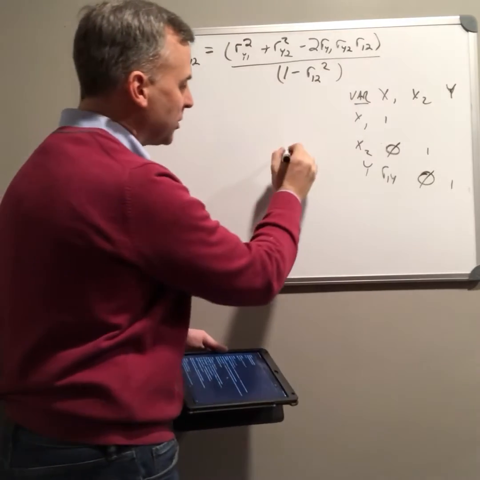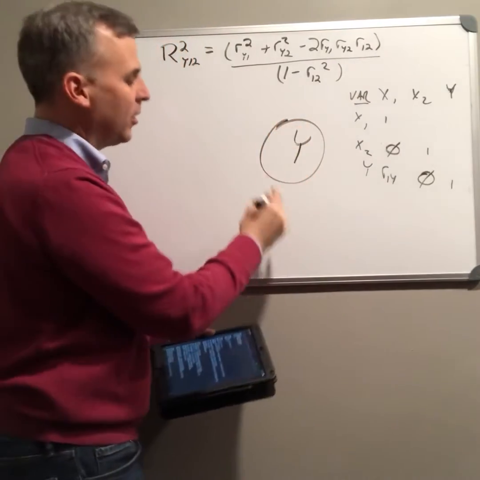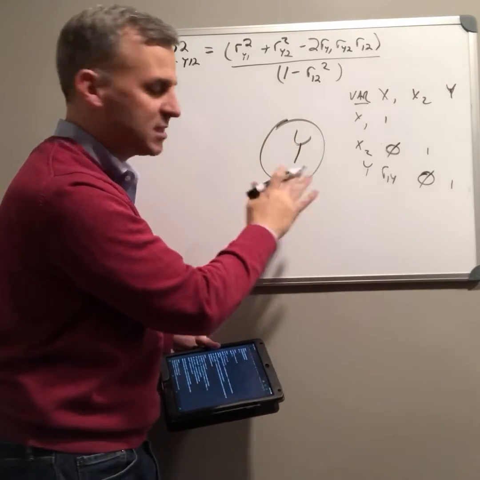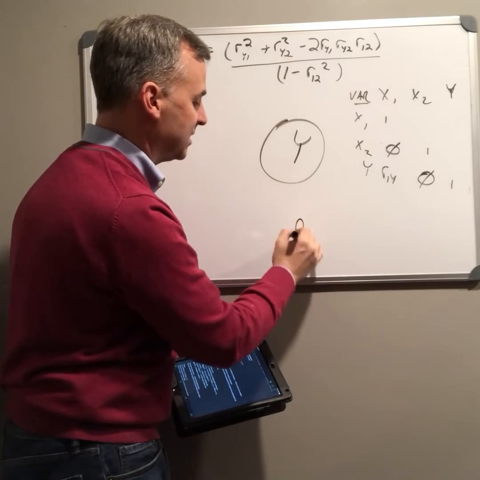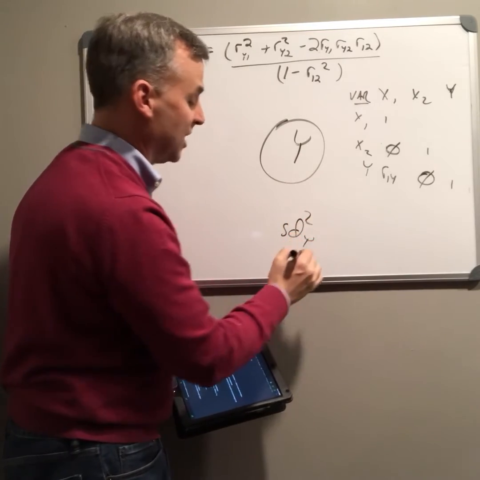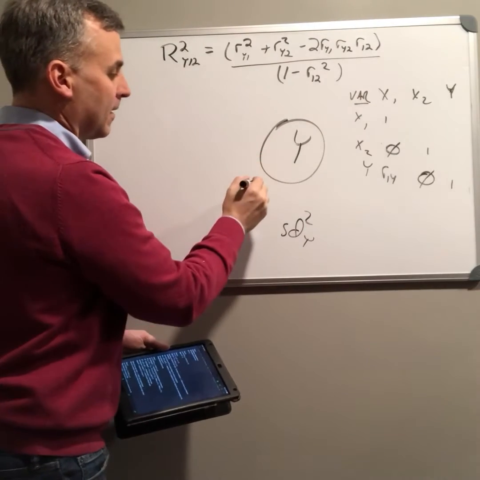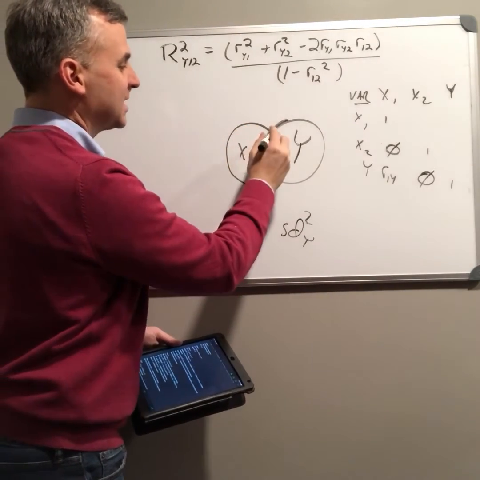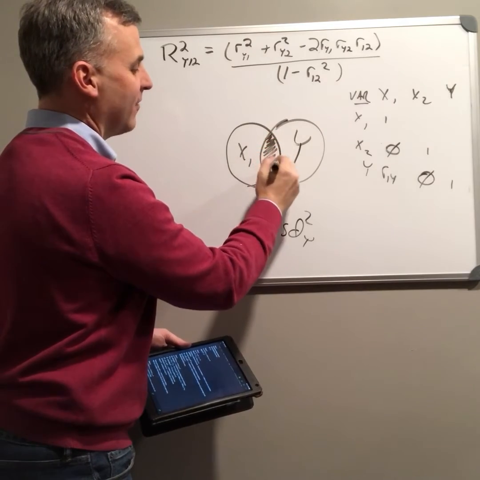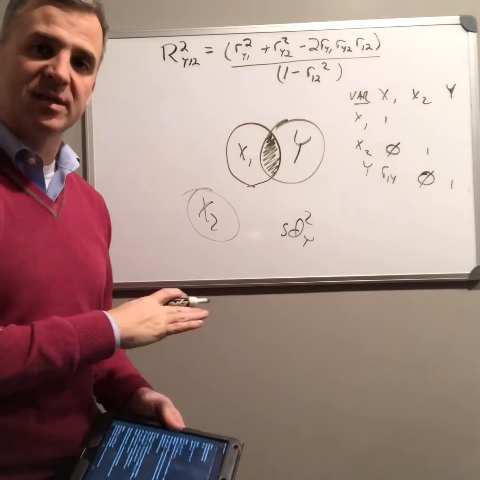If we're going to diagram this, here's y. Now, I want you to understand this is all the variance in y. And one way to look at variance is the square of the standard deviation. And that's what's represented here. Now, x1 explains some of that variance. x2, on the other hand, is still independent of the entire model.